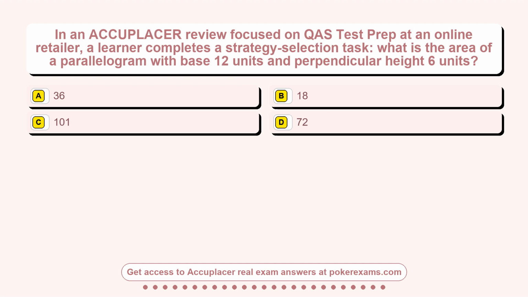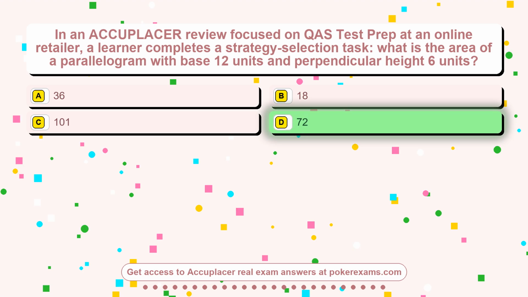Question 8. In an Accuplacer review focused on Quest Test Prep at an online retailer, a learner completes a strategy-selection task. What is the area of a parallelogram with base 12 units and perpendicular height 6 units? Option A, 36. Option B, 18. Option C, 101. Option D, 72. The correct answer is option D, 72.